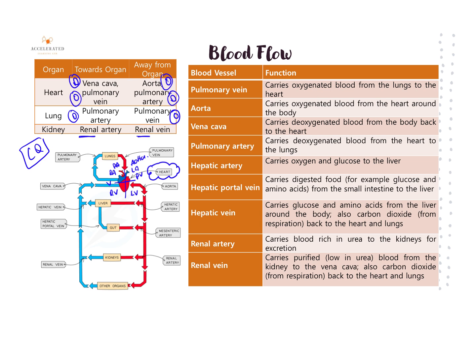So pulmonary vein, oxygenated blood from the lungs to the heart. Aorta, from the heart around the body, oxygenated. Vena cava, deoxygenated blood from the body back to the heart. Pulmonary artery, deoxygenated from the heart to the lungs. A lot of detail in that, but we've gone through it, okay?